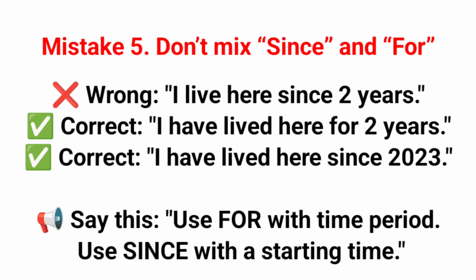Mistake 5. Don't mix, since, and, for. Wrong, I live here since 2 years. Correct, I have lived here for 2 years. Correct, I have lived here since 2023. Say this, use, for, with a time period. Use, since, with a starting time.